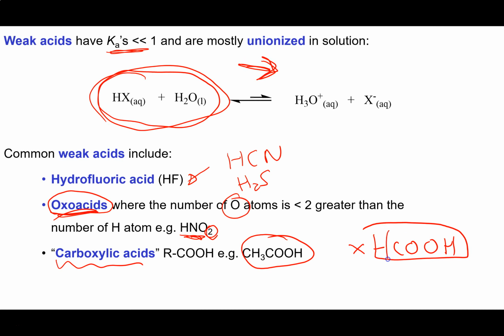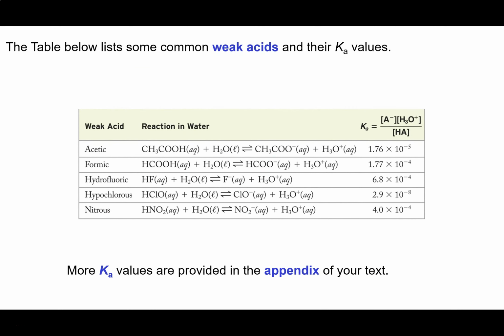And then this special class of carboxylic acids, which have formulas that end in the COOH. Very common example we're going to be looking at a lot is acetic acid, and that's the acidic component that's actually found in vinegar. So Ka values all have this expression and can be written for an acid, whether it be weak or strong. It's not particularly interesting for a strong acid most of the time. So they're all of this form.